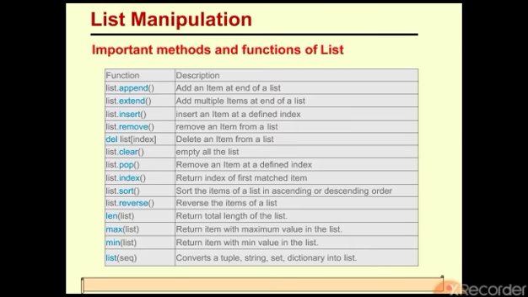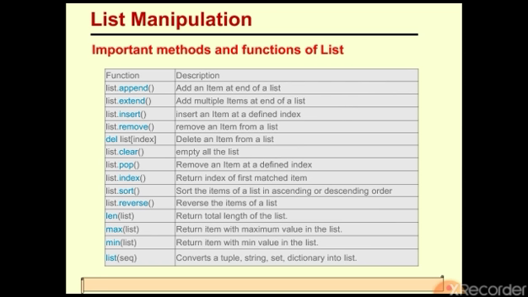Now these are the important methods. Again we can revise them in the table here. This is a very important table. The list.append function is used for adding an item at the end of the list. List.extend is used for adding multiple items at the end of the list. List.insert is used for inserting an item at a defined index. Appending means at the end of the list, but insertion means you can insert at any specified index within the list. Just by specifying the index, you can insert any particular element between any two elements in the list by using the list.insert function.